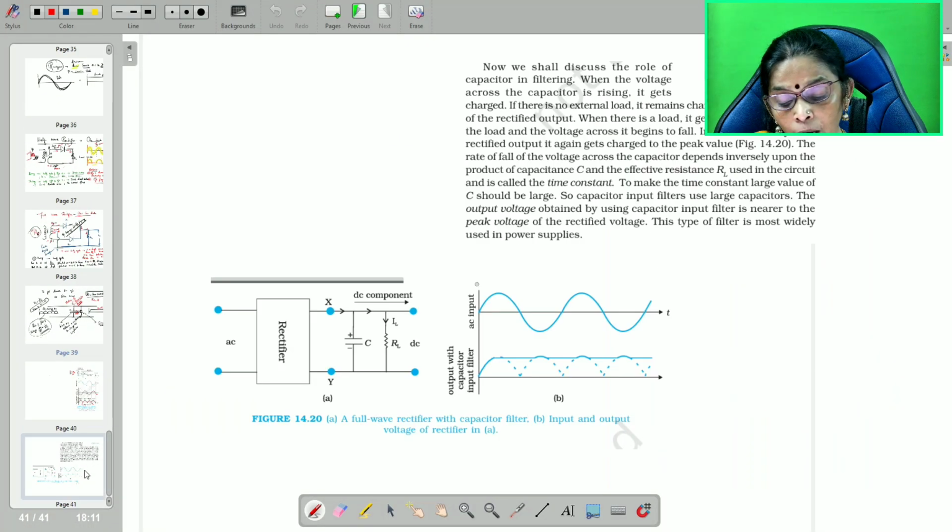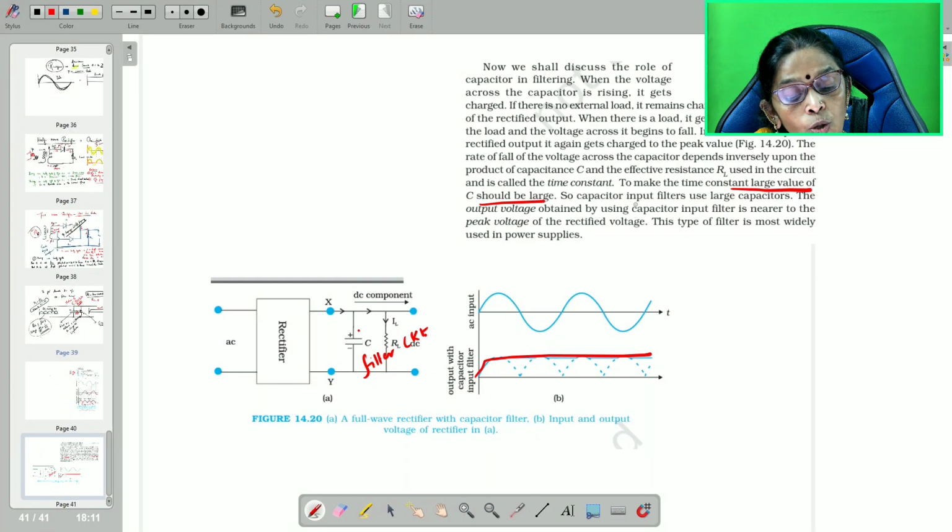But in the case of fluctuating AC, if I want to get the DC component, I use a filter circuit. What is the filter circuit comprised of? C and R. So you get a smooth DC output. In order to make the time constant large, the value of C should be large. So capacitor input filters use a large capacitor.